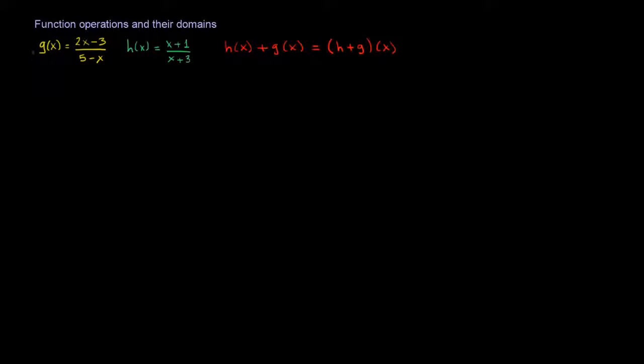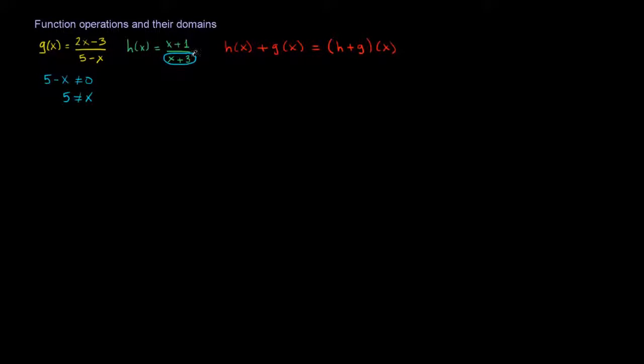Now notice something first before going any further. You have to get the domains of each g and h and then include these domains in the final solution. So I'm going to do that here. I'm going to take this rational expression, and the denominator here, 5 minus x has to be different from 0. In other words, x has to be different from 5.